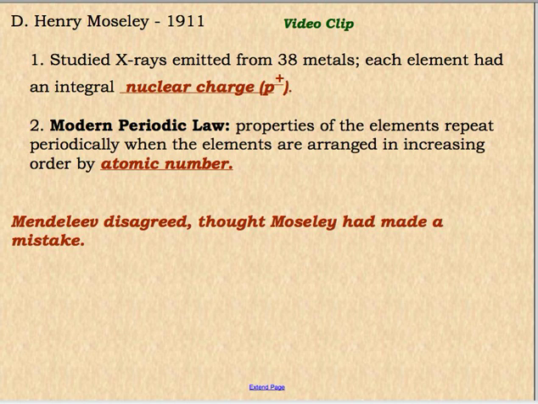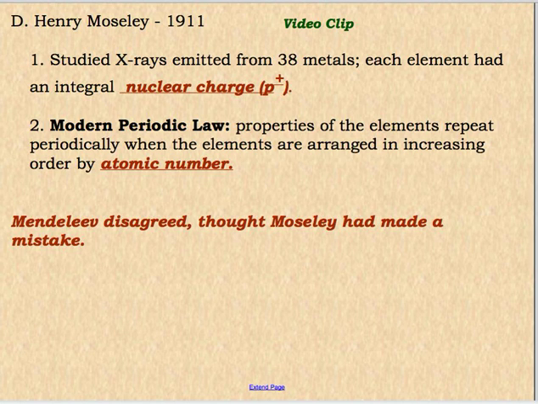So if you do that to Mendeleev's periodic table, it fixes those inconsistencies that he saw. Mendeleev originally disagreed with him. He didn't think that was the right way to go, but he was not correct, and Moseley was. So that's what Moseley is given credit for.